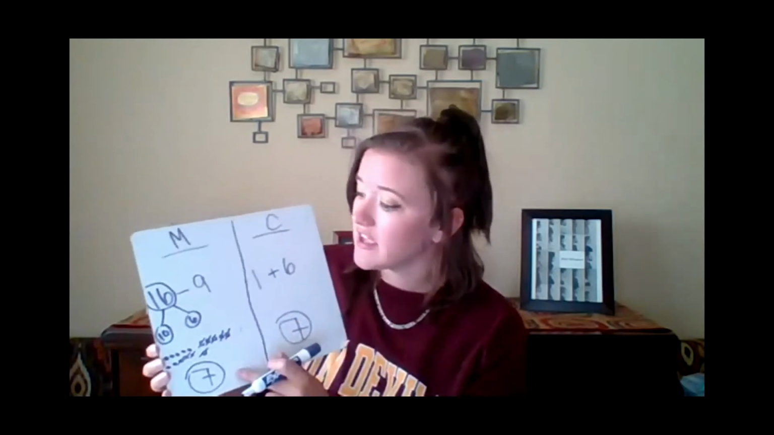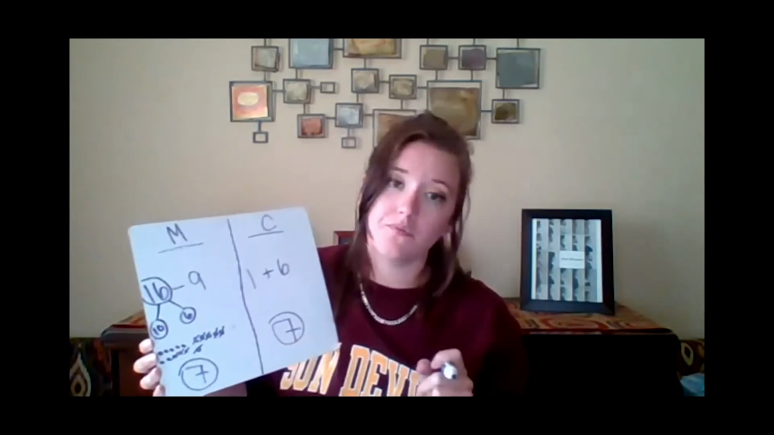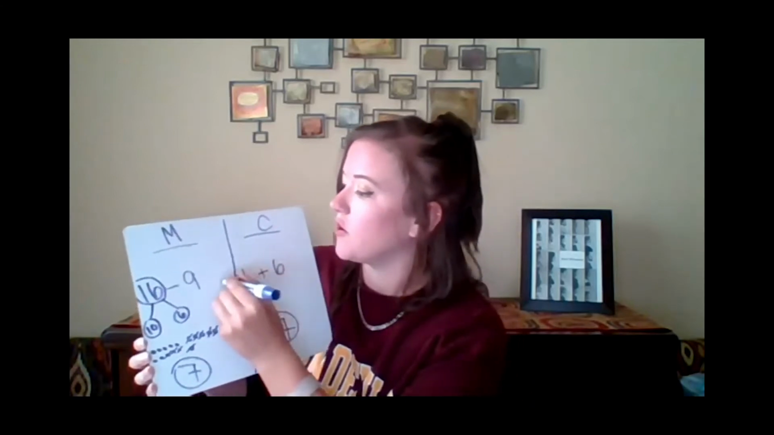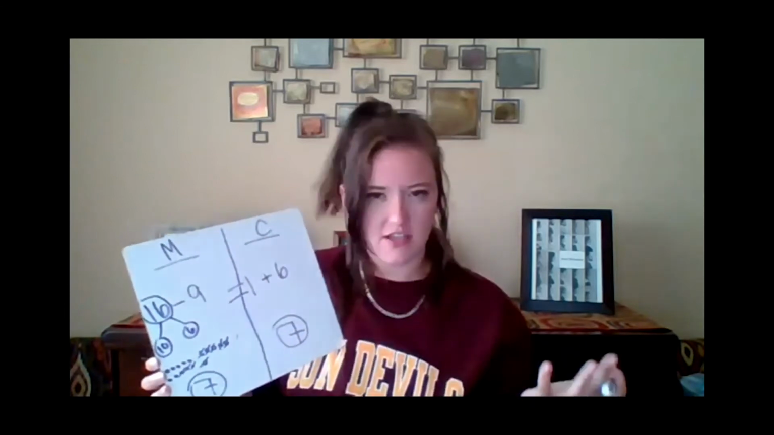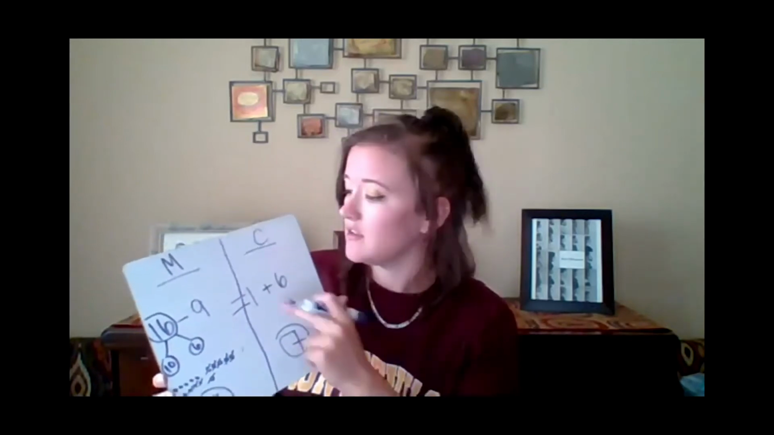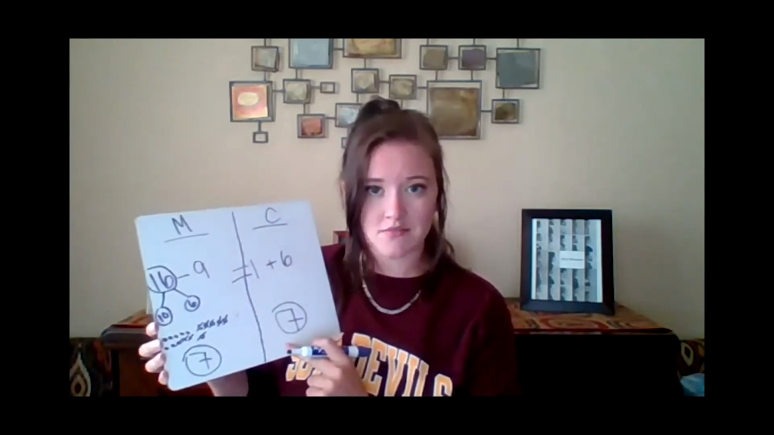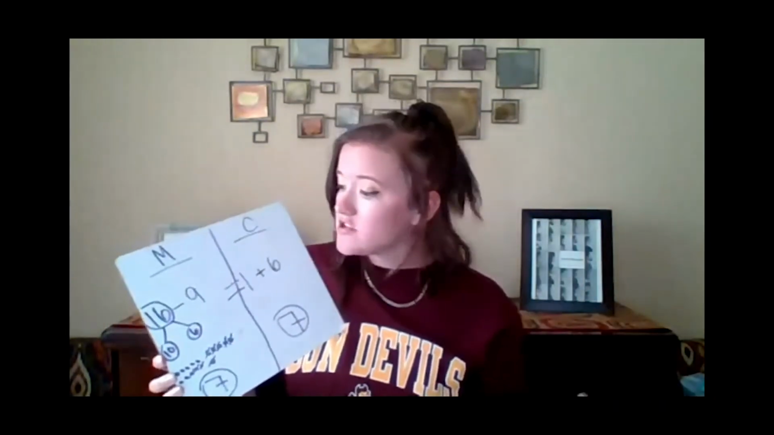Oh, so because they have the same amount, that means that they're equal. And this would look like this. Just like our beginning fluency problems, we have 16 minus 9 equals 1 plus 6. Is this an equivalent equation? Is there an equal amount on both sides? Yes. So we know that it's an equal equation.